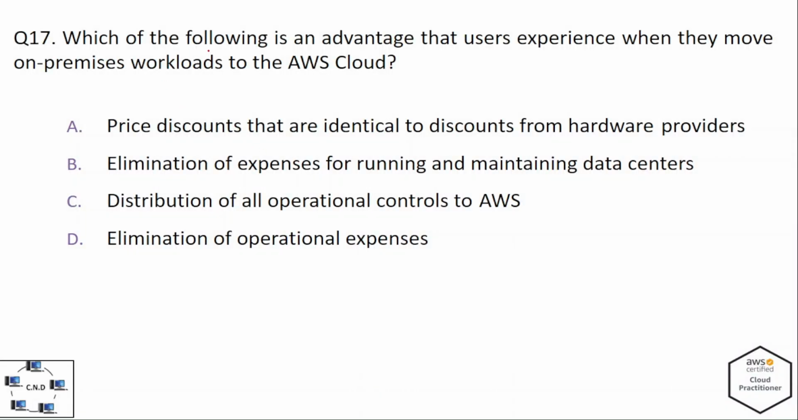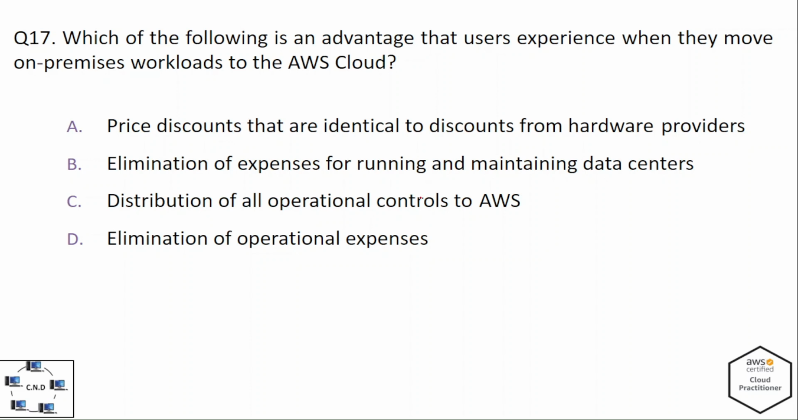Question number 17 is, which of the following is an advantage that users experience when they move on-premises workloads to the AWS cloud? The options are A. Price discounts that are identical to discounts from hardware providers. B. Elimination of expenses for running and maintaining data centers. C. Distribution of all operational controls to AWS. And D. Elimination of operational expenses.